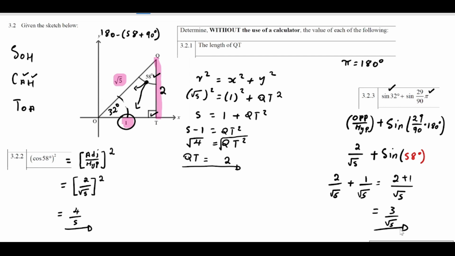You did not use a calculator here. When you use the calculator, it is going to simplify this and write it as 3 root 5 divided by 5. So just leave it as it is here. All right. Moving along to 3.3.